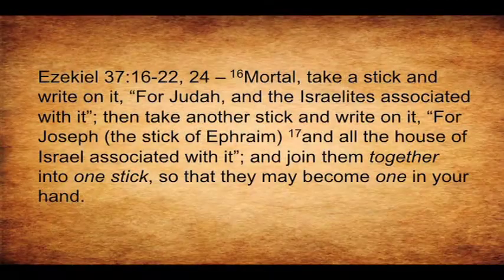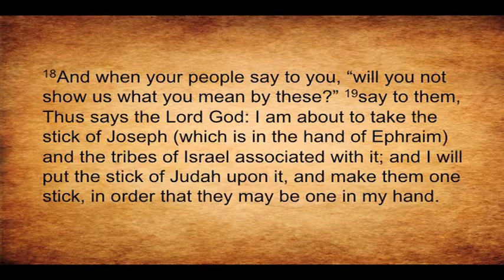So God says to Ezekiel, "Mortal, take a stick and write on it for Judah and the Israelites associated with it." So that's the southern tribes. "Then take another stick and write on it for Joseph, the stick of Ephraim, and all the house of Israel associated with it." So that's the northern tribes. "And join them together into one stick so that they may become one in your hand. And when the people say to you, will you not show us what you mean by these?"